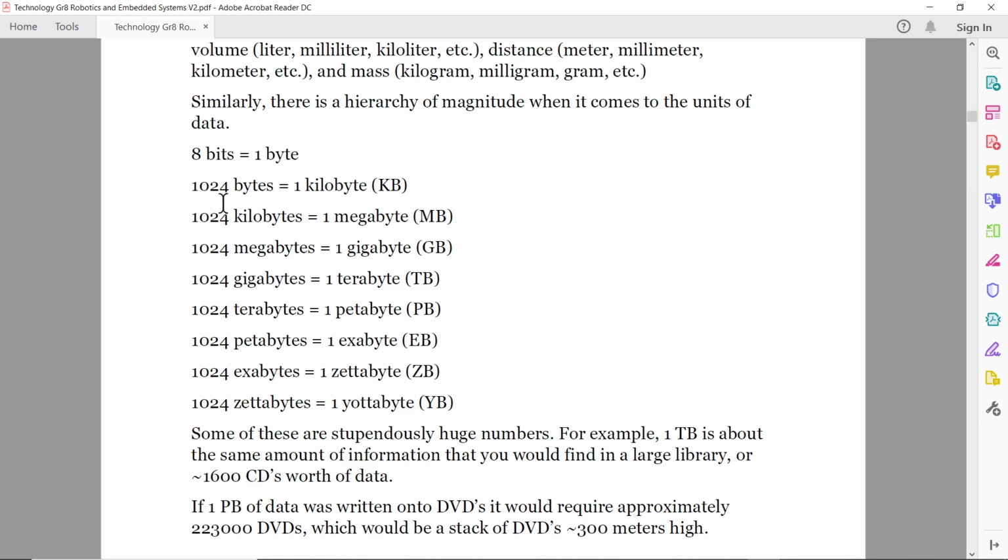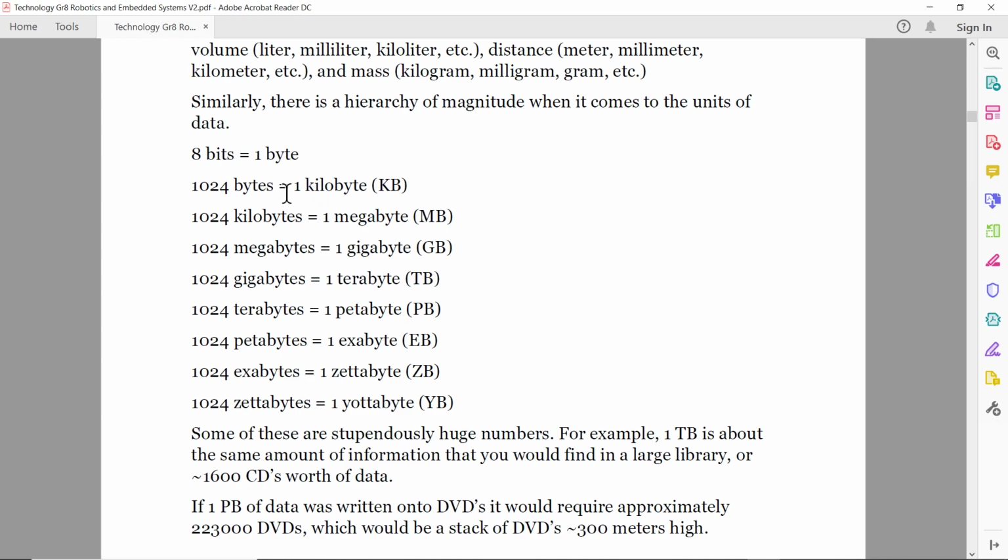If we group 1024 bytes together, we call that a kilobyte. Now take note here. With kilograms and kilometers and kiloliters, the multiplication was 1,000. Okay, there's 1,000 meters in a kilometer. Very important here. There is not 1,000 bytes in a kilobyte. So you don't just multiply or divide by 1,000.